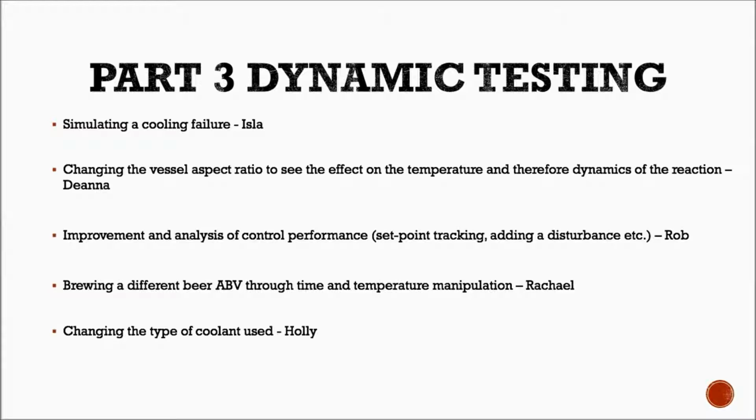I'm Rachel, and for my dynamic testing, I'm going to attempt to make different beers, such as an 8% double IPA, by altering parameters such as initial fermentation time, or the time of the different steps, and the temperature at which these steps occur. The most commonly used coolant in the brewing industry is a propylene glycol and water mixture.